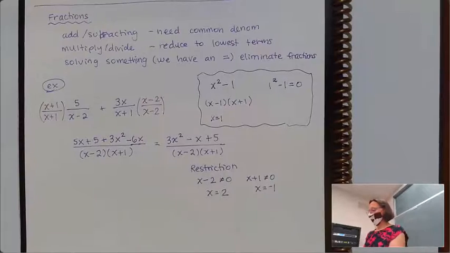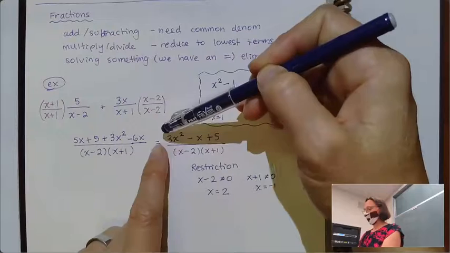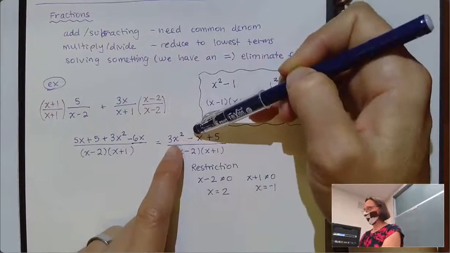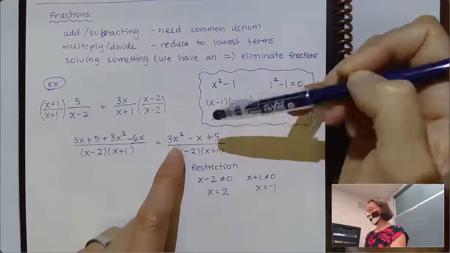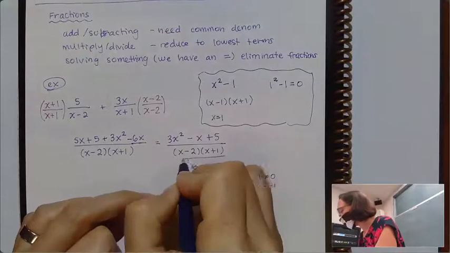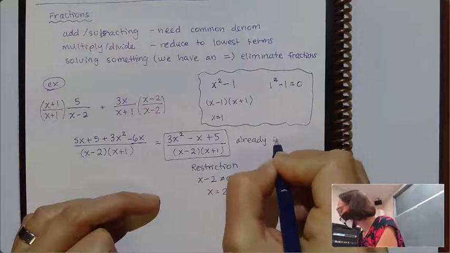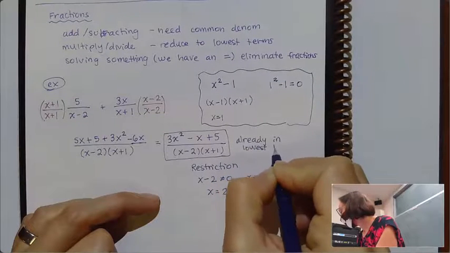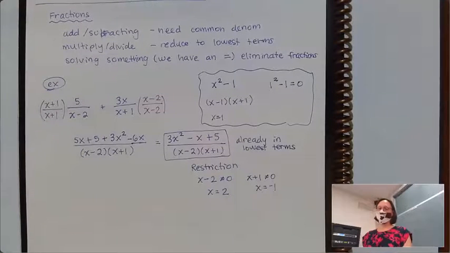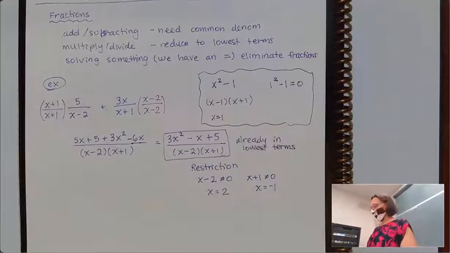If I plug in -1, -1 squared is +1, which would make that 3 minus a -1. So now I'm at +4 plus 5. So neither of these give me a 0 on top when I plug them in. So I know that this is in lowest terms. You don't have to do that extra part. I'm just sharing it with you because sometimes it's a useful tool later on in life.